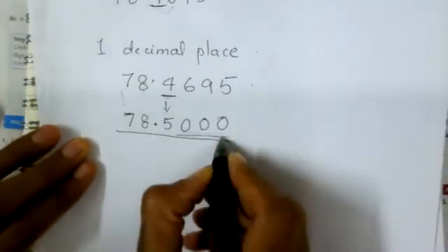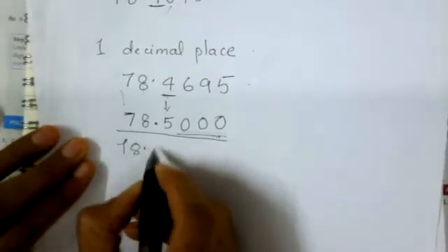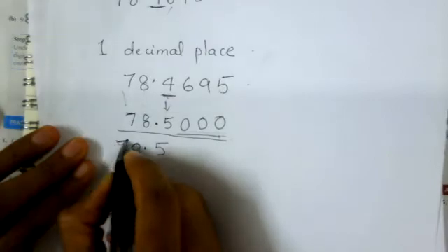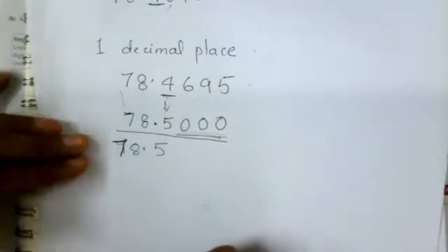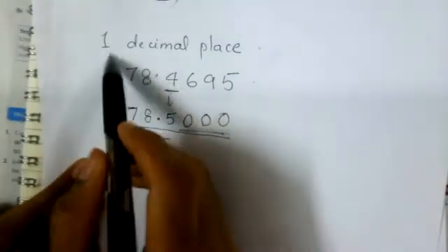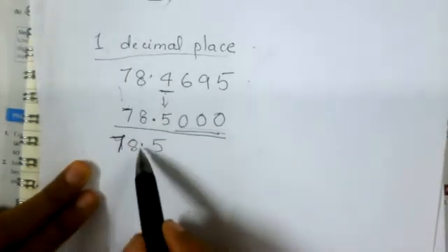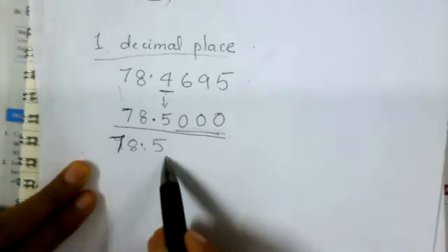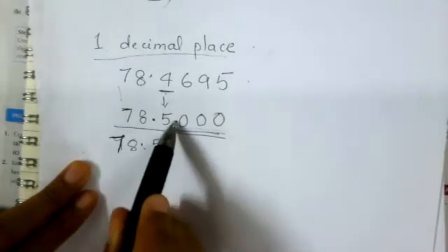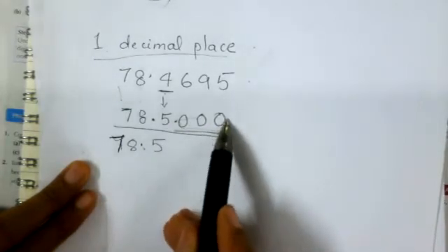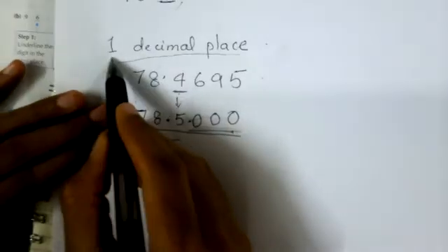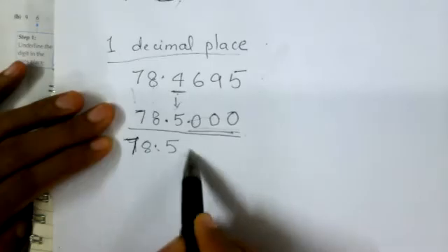No need to write so many zeros, just 78.5. Why? Because when the question says one decimal place, remember that your answer should have only one digit after the decimal. So omit these zeros. If they say two decimal places, then of course you should have two digits after the decimal.